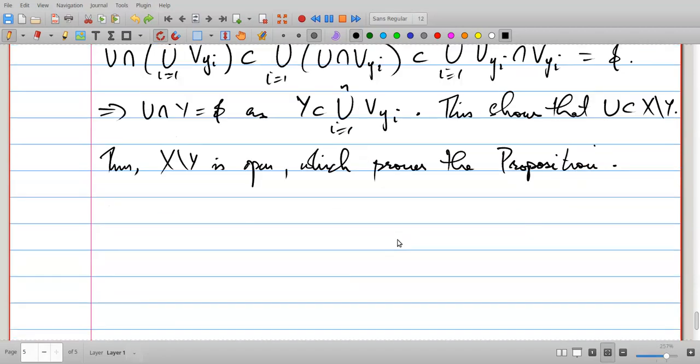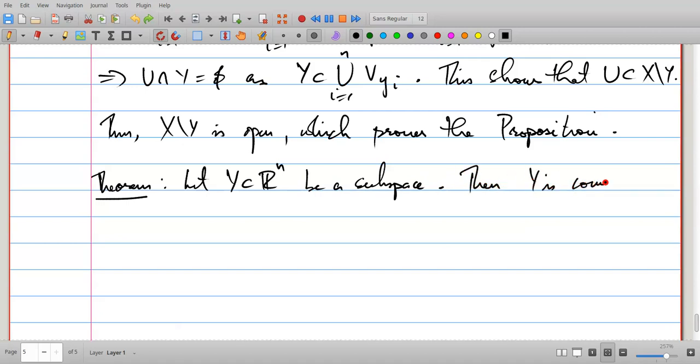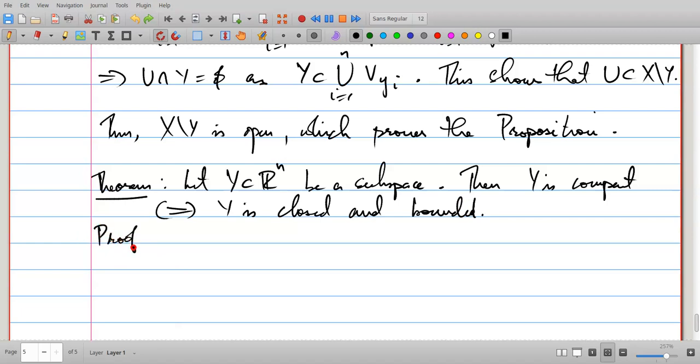So finally, we will prove this well-known theorem. Let Y contained in R^n be a subspace. Then Y is compact if and only if Y is closed and bounded. So proof. Let us first assume that Y is compact.